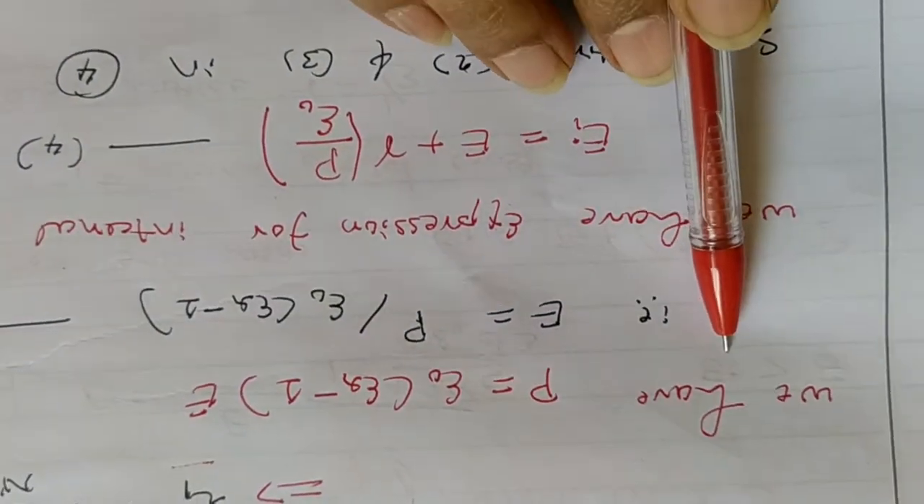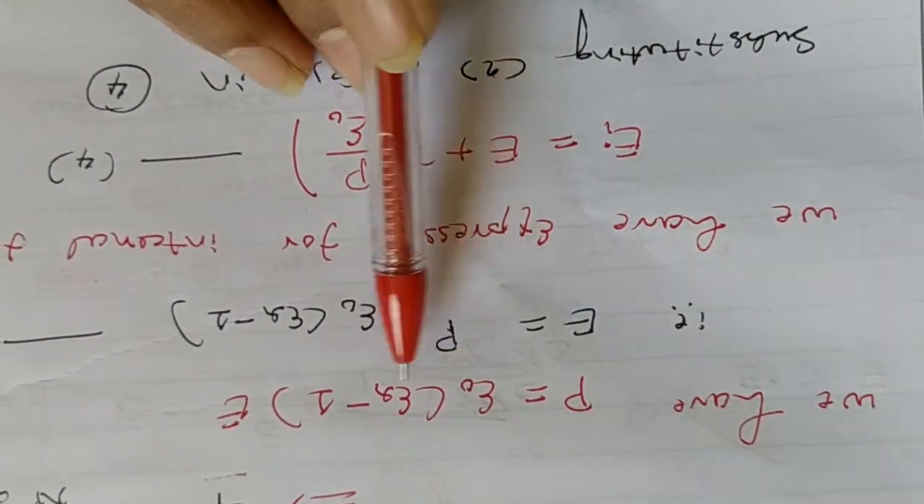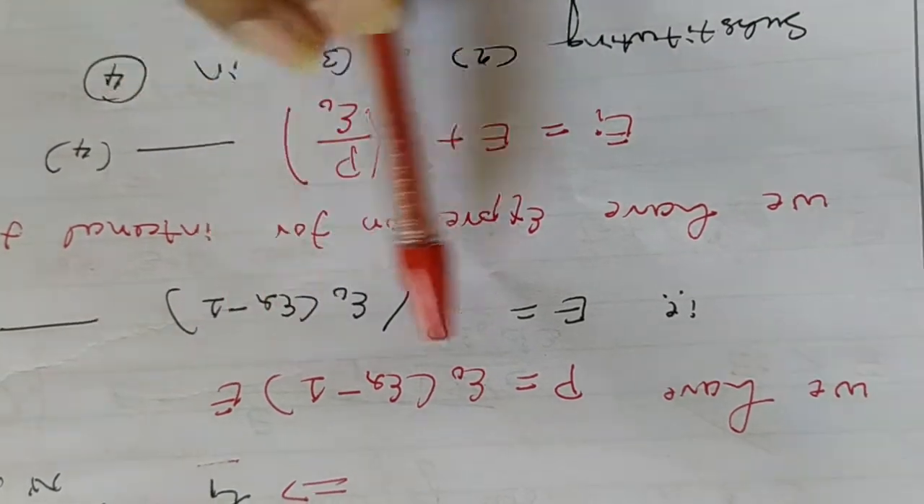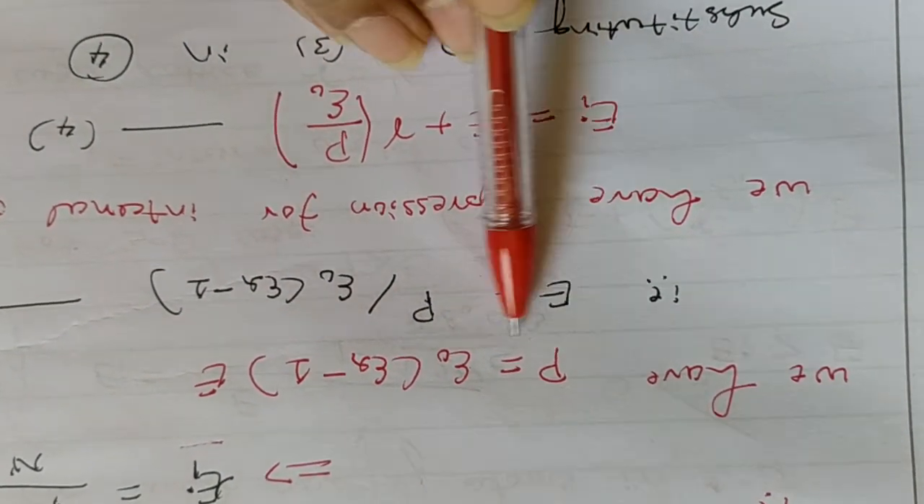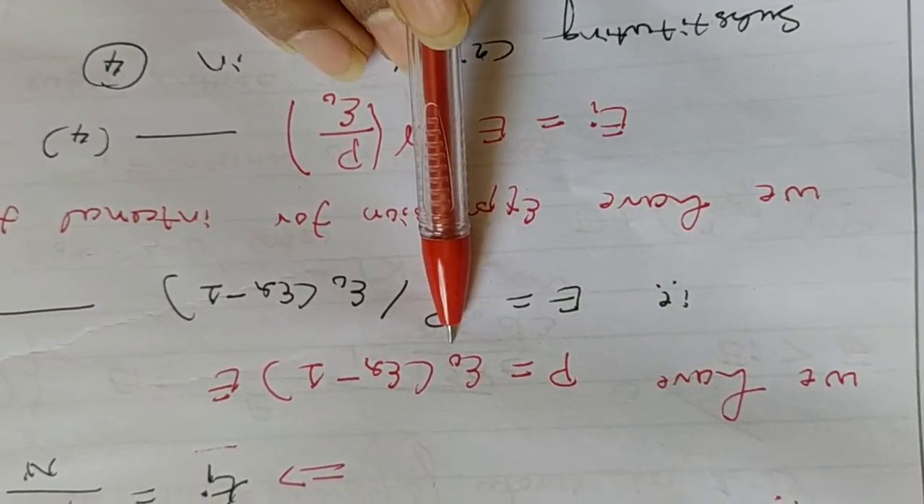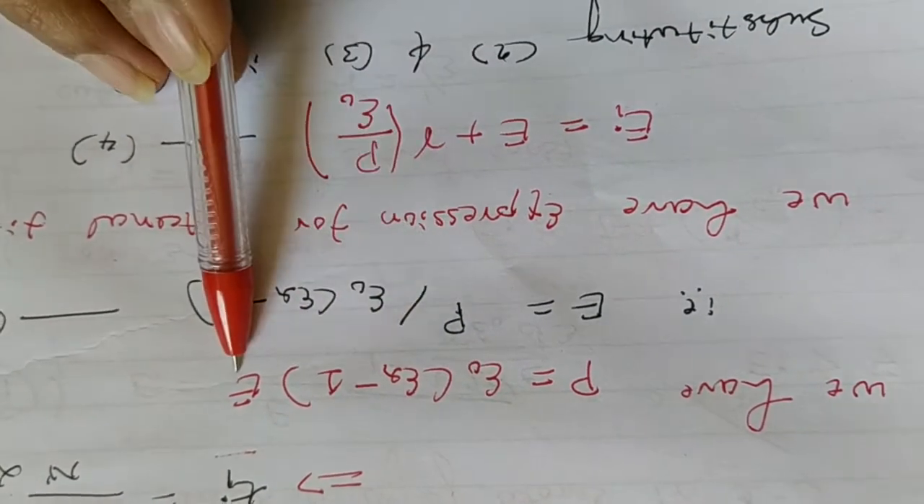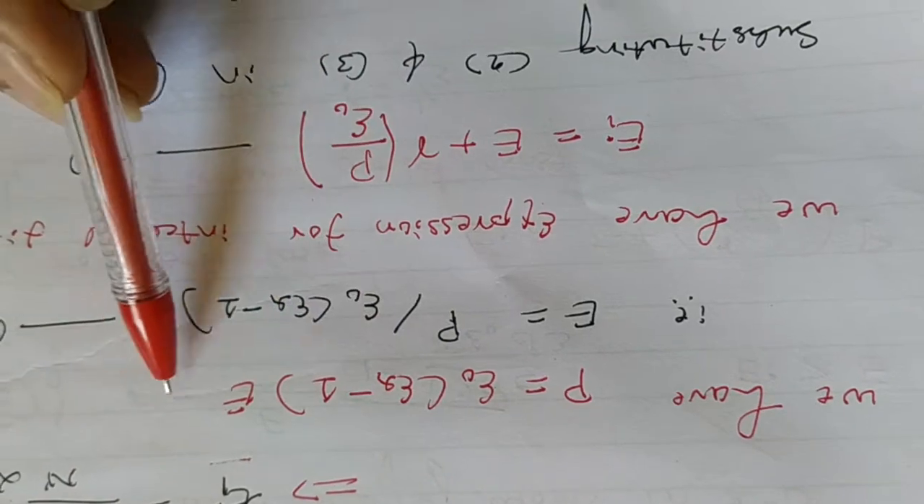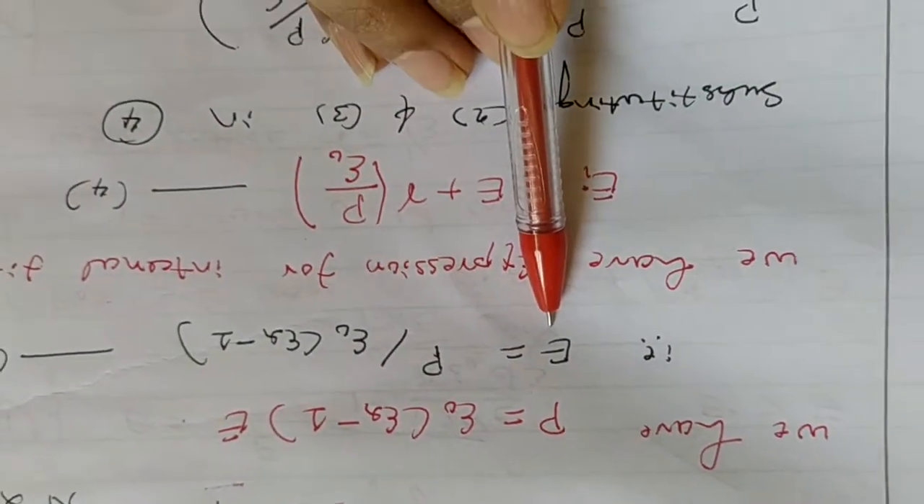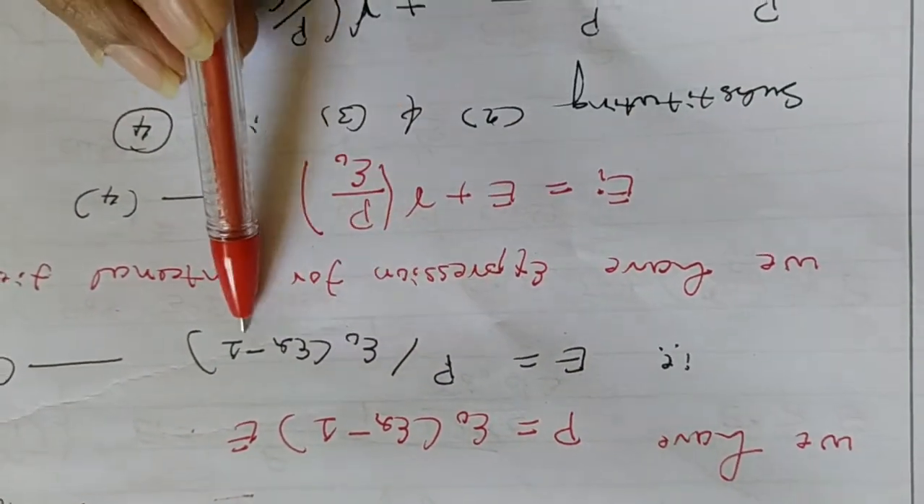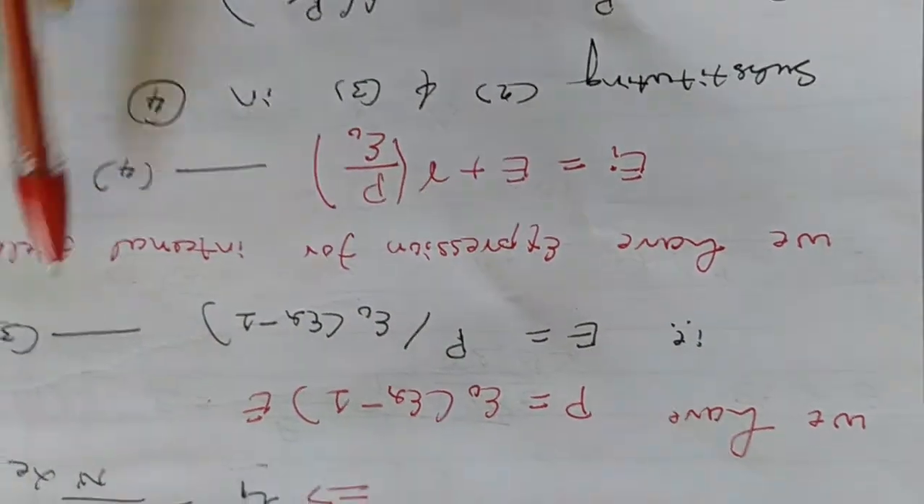Now also we have P is equal to epsilon naught into epsilon r minus 1 into E. It's a popular equation. So what is P here? Polarization. Epsilon naught is the permittivity of free space, epsilon r is the relative permittivity or dielectric constant, and E is the applied electric field. From this equation you have an expression for E. What is E here? P upon epsilon naught into epsilon r minus 1. This is equation number 3.